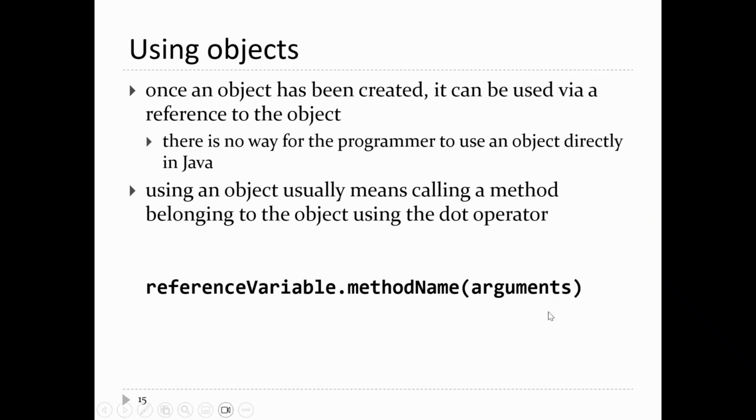So there's no way for the Java programmer to use an object directly, right? You're always using it via a variable, right? Via a reference of some kind.